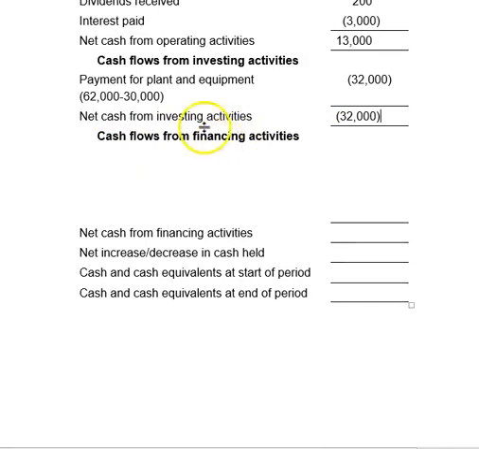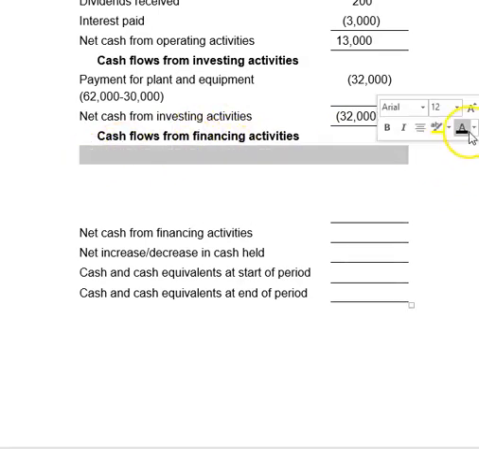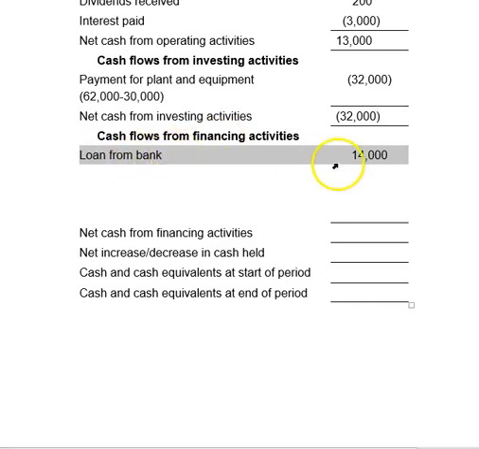So you need to record this in your financing activities. So in the first line, we have loan from bank, which is 14,000. Okay, so this is a cash inflow, so you need to have a positive figure over here.